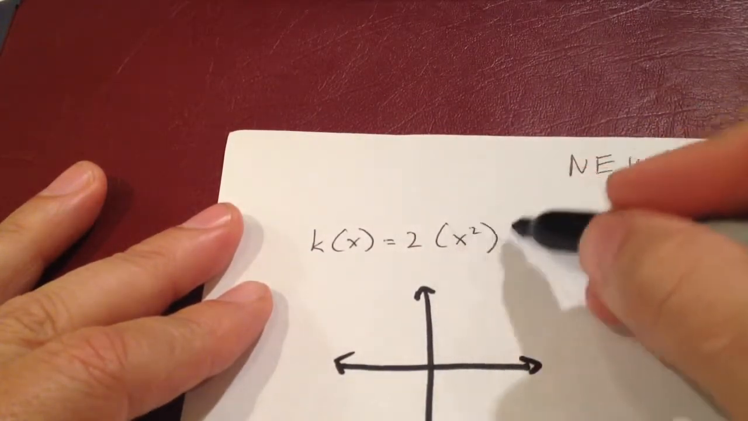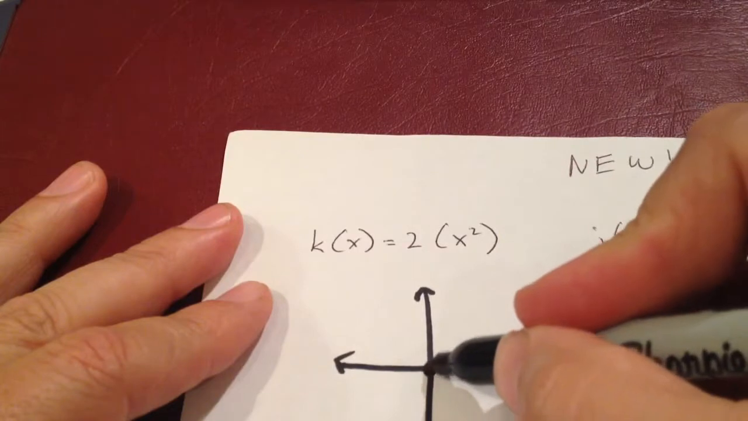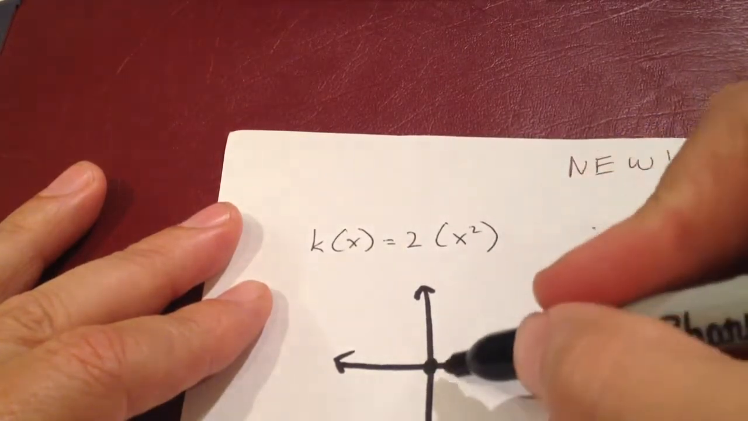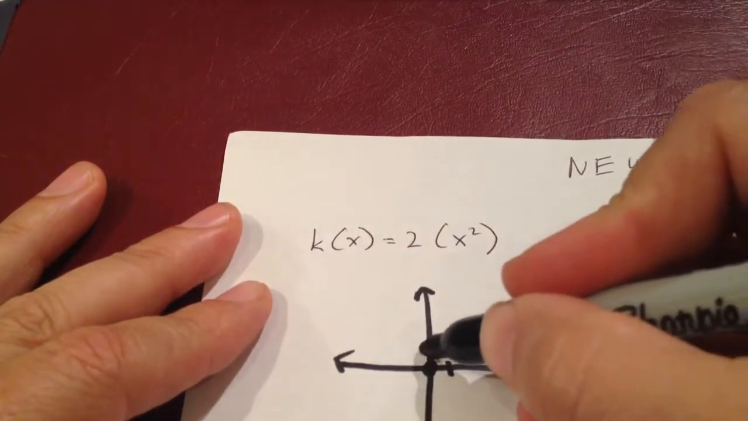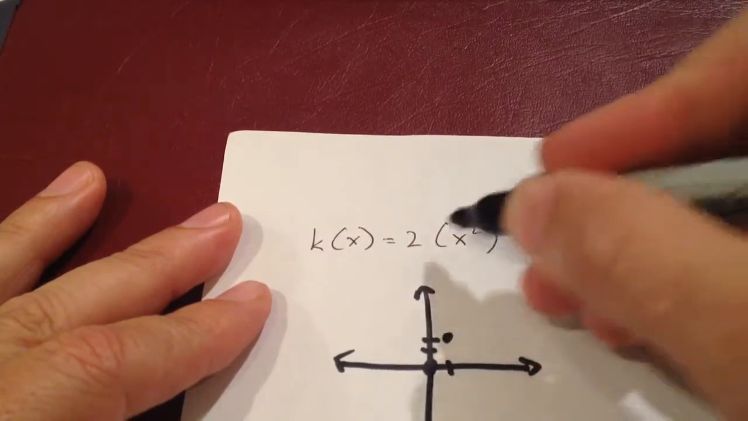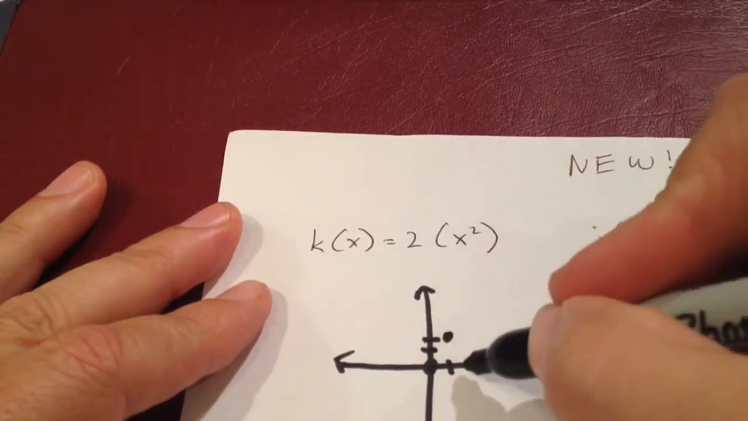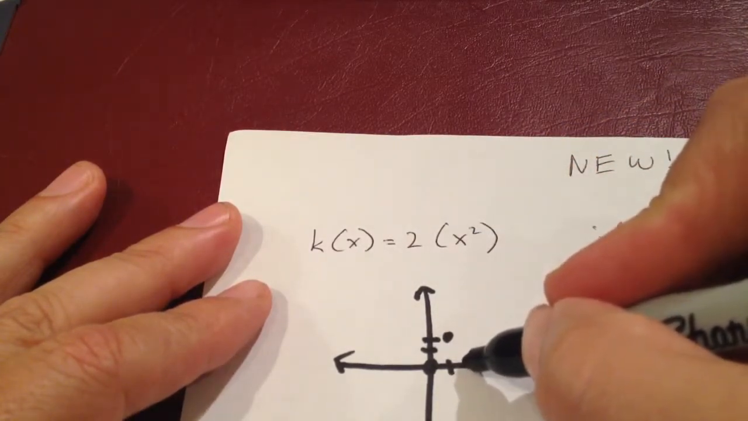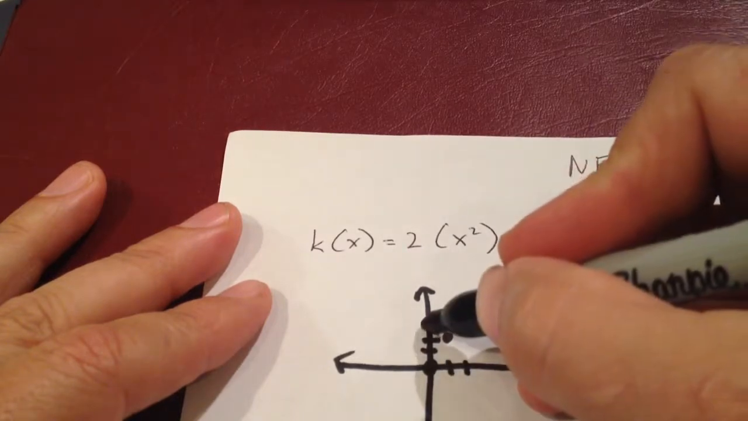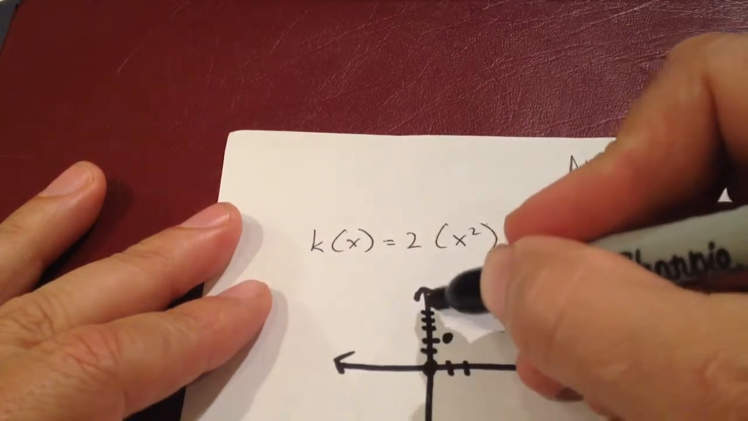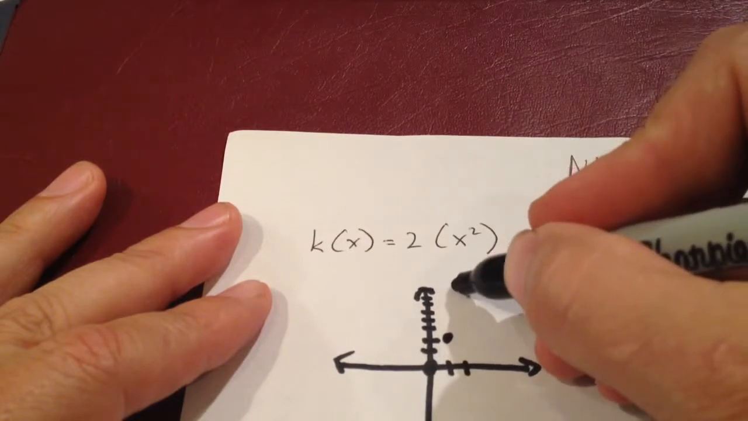In this case, nothing added on there, so my vertex is still 0, 0. Previously, this was 1, 1, but now it's going to be 1, 2, because 2 times that 1 is going to be twice as high. And previously, it was 2, 4. Now it's going to be 2, 8, kind of off the graph.